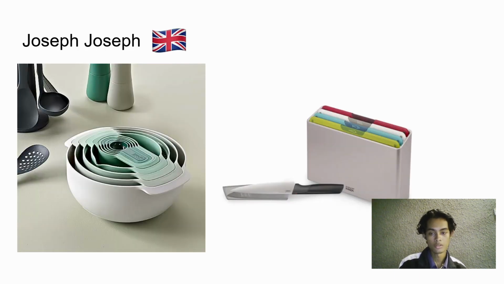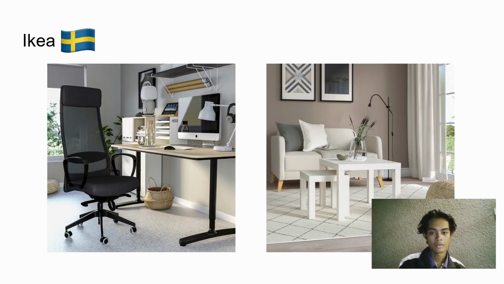First, we have Joseph Joseph. They are also a kitchenware product designer. As you can see, there's a bowl with measuring spoons. The next one is a knife organizer, where you can put the knives based on what the knife is for. Next one is a very popular furniture brand, which is IKEA.